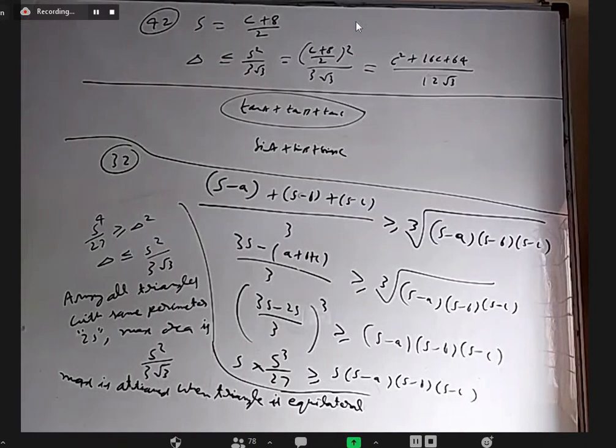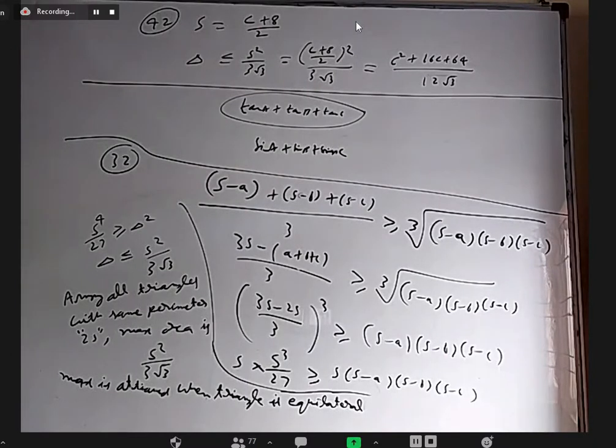Sir, for tan A plus tan B plus tan C, maximum is infinity. Maximum is infinity. Yes, when one of the angles is close to 90 degrees, it will tend to infinity. Then what about the minimum? So minimum is 3 root 3. Minimum is 3 root 3. Yeah, maybe I should change the question. I did not tell which kind of triangle it is. But for the acute angle triangle, most probably minimum is 3 root 3.